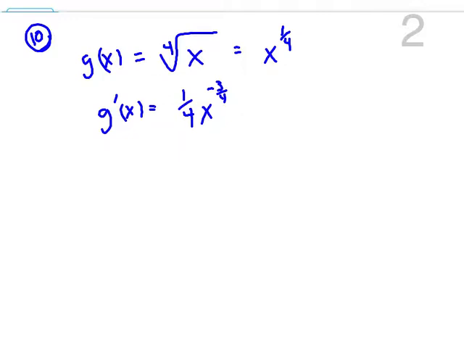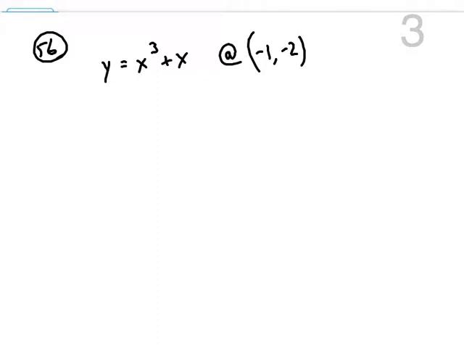Okay? Can we get 56? If you tell me what 56 is, yes. The function y equals x to the third plus x, with a point at -1, -2. And then part A, find an equation of the tangent line to the graph of f at the given point. Let's just do that first.